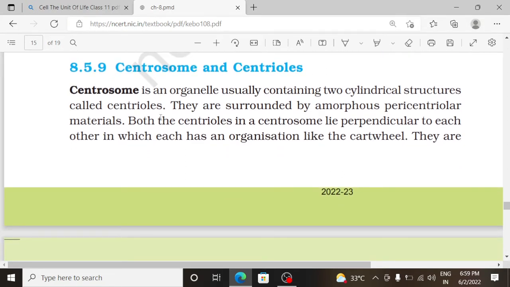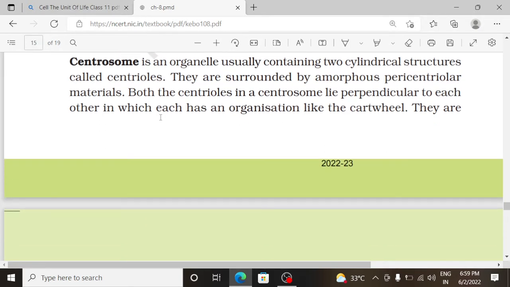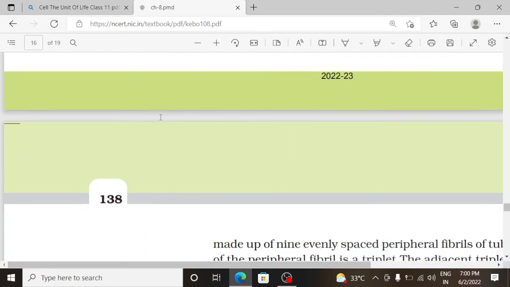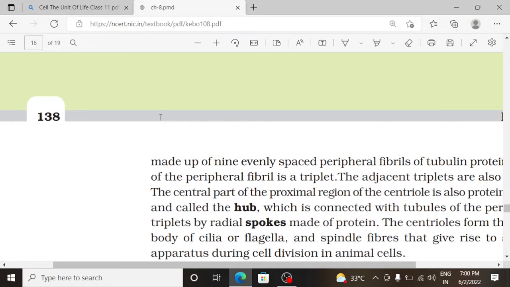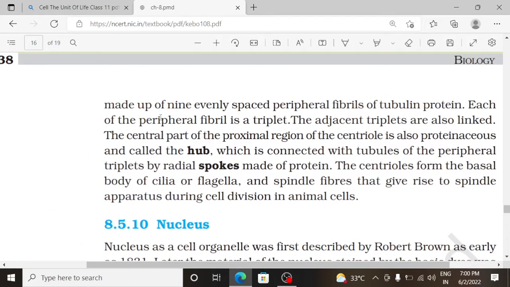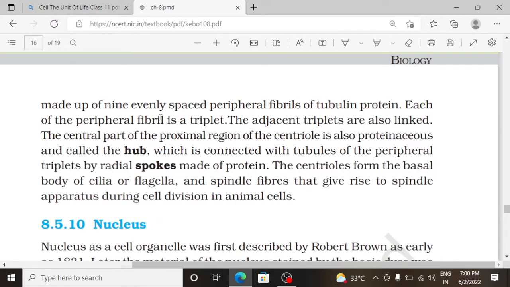Centrosome is an organelle usually containing two cylindrical structures called centrioles. They are surrounded by amorphous pericentriolar materials. Both centrioles in a centrosome lie perpendicular to each other, in which each has an organization like the cartwheel. They are made of 9 evenly spaced peripheral fibrils of tubulin protein. Each of the peripheral fibril is a triplet. The adjacent triplets are also linked.